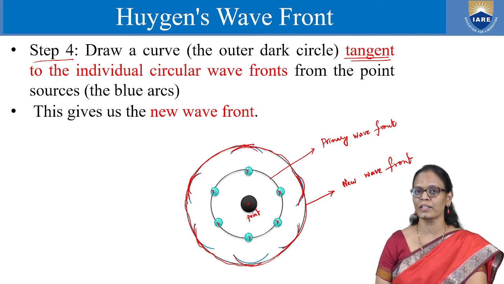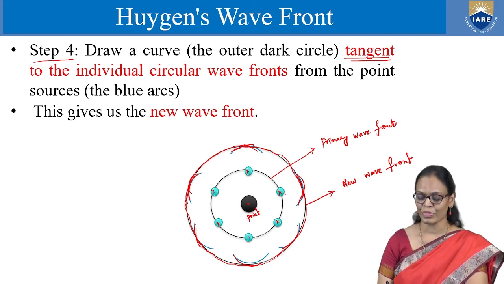So according to Huygens, what he is saying is every point on the wavefront acts as a secondary source. Now, these are the points on the wavefront and these points are now acting as secondary sources, and with the help of these sources, we are constructing a new wavefront. So we get the new wavefront.